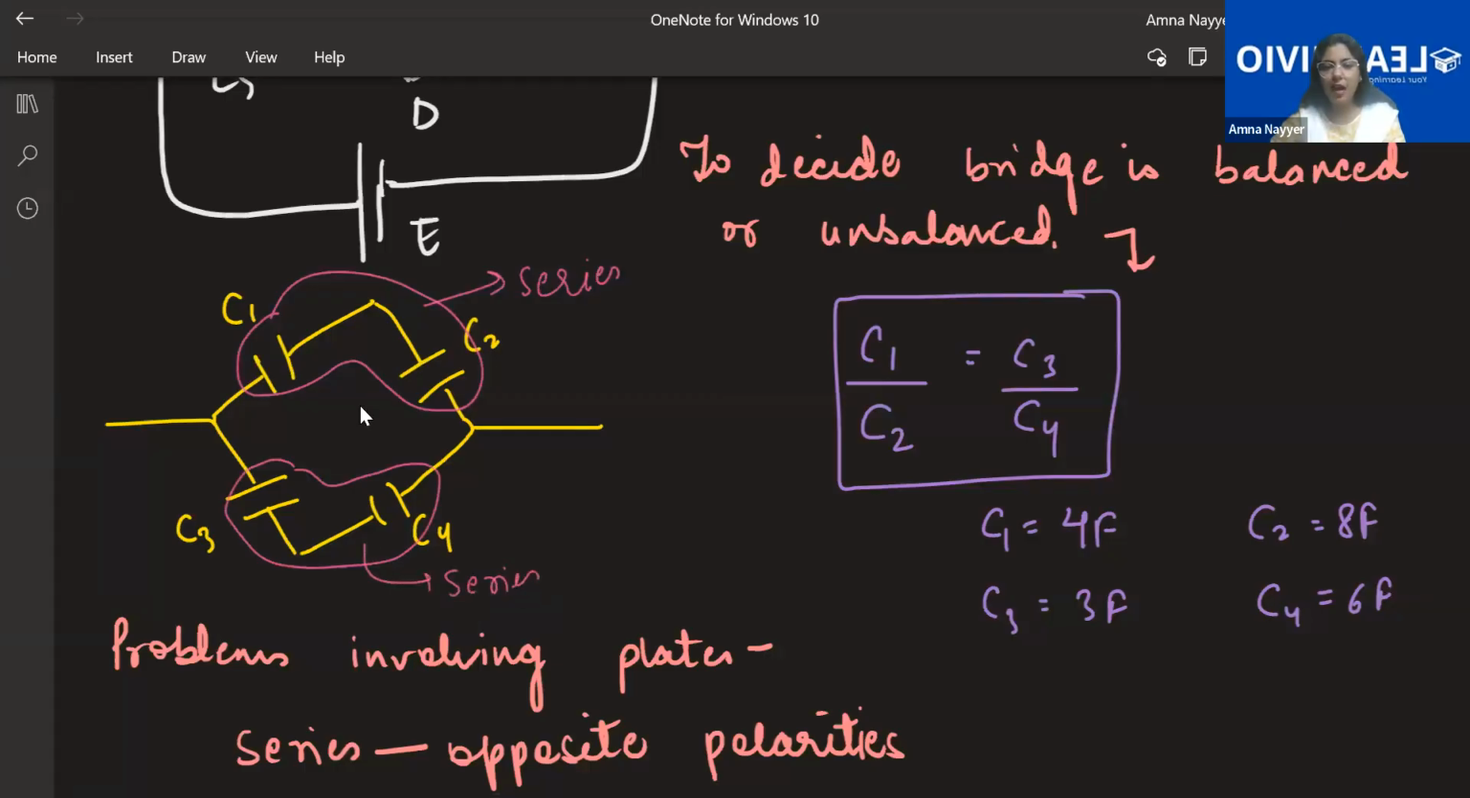Ali, can you tell me how their resultants will be connected? Series or parallel? Parallel. Very good. They'll be connected in parallel. So their resultant will be connected in parallel. So this is how this question can be solved.